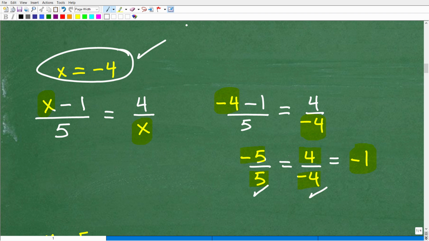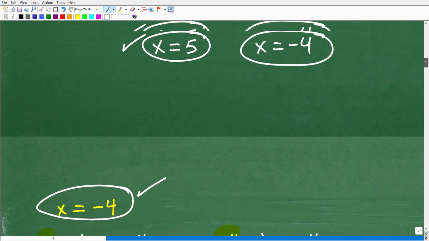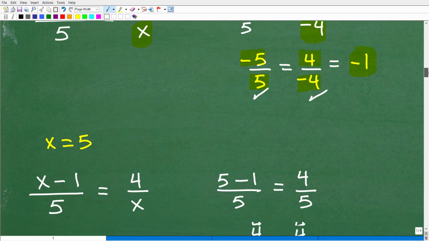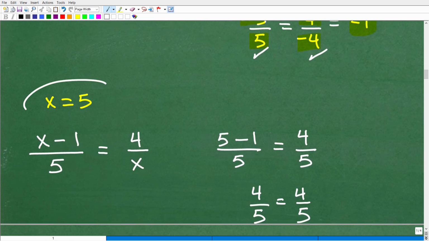So x equals negative 4 is a solution to this proportion, but we came up with this other answer as well. How about x equals 5? Does that work? Let's check that now. I'm going to plug in a 5 for where x is, a 5 there and a 5 there. 5 minus 1 is 4, so I got 4/5 on this side and 4/5 on this side. So this checks out as well. Both of these are correct solutions.